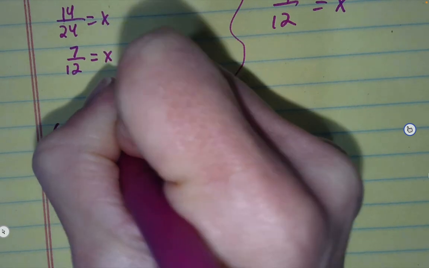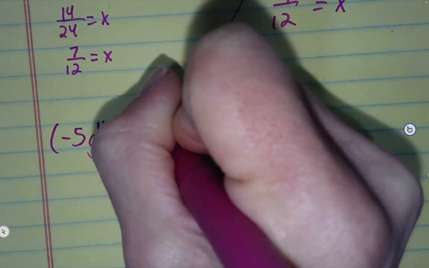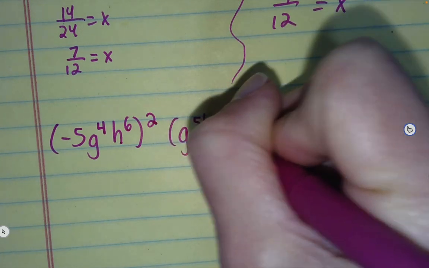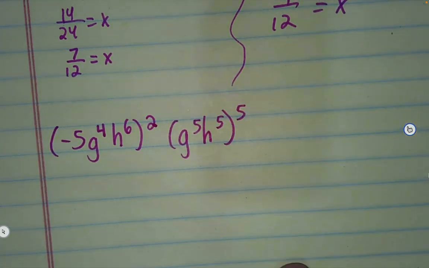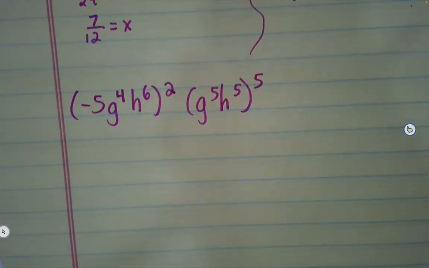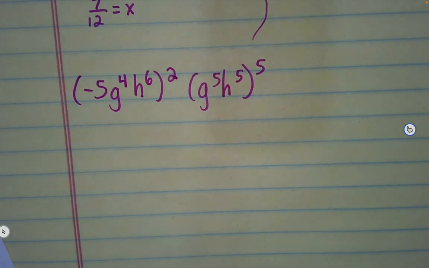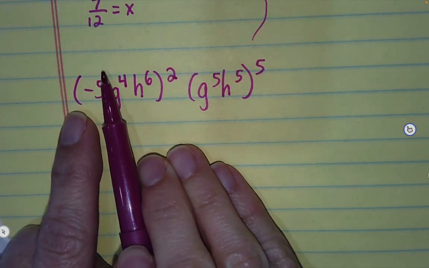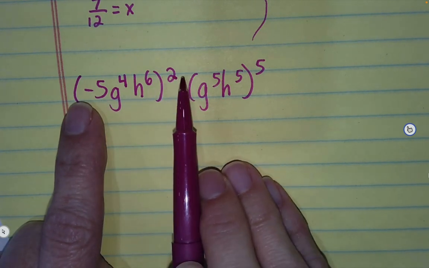All right, we have negative 5, g to the 4th, h to the 6th squared, and then g to the 5th, h to the 5th, to the 5th power. You can think of it like distributing it. That means multiplying it, okay? So I have this negative 5. It's basically to the 1 power. So I'm just going to have negative 5 squared.